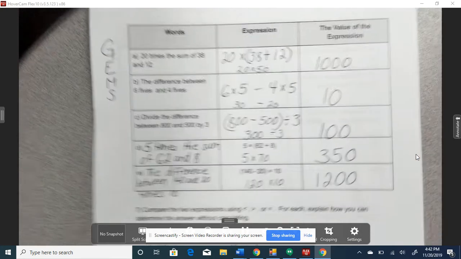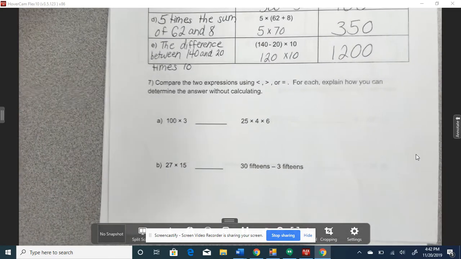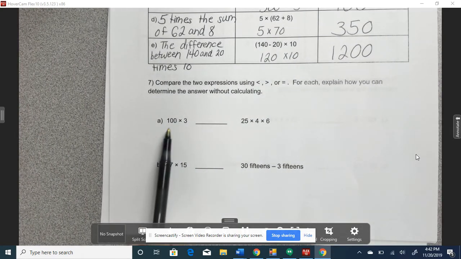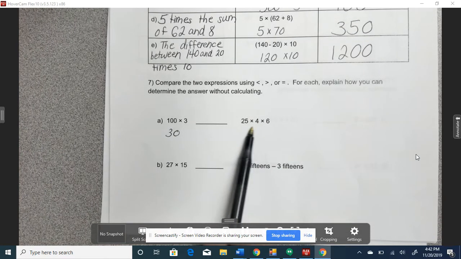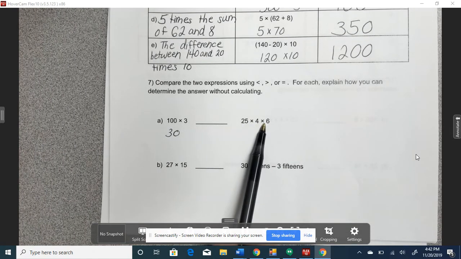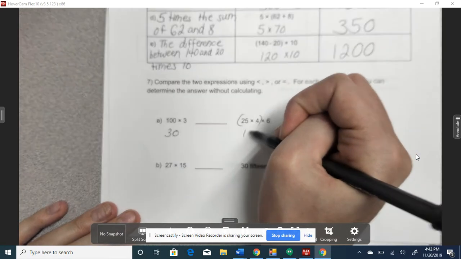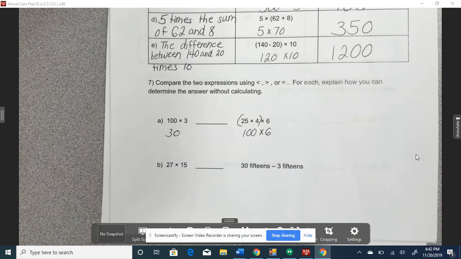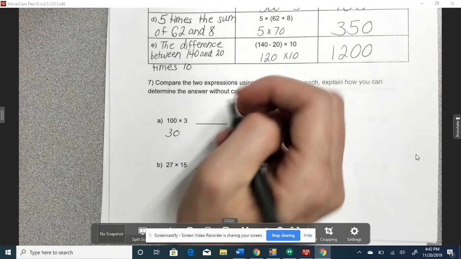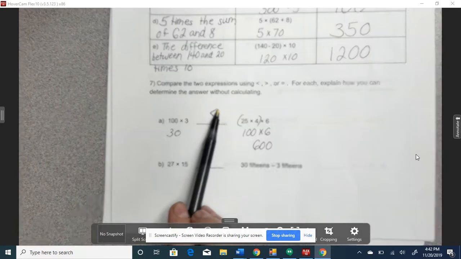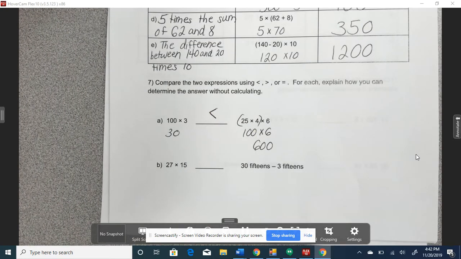So let's quickly do 7 at the bottom, just so that's right in the same video. We're comparing these two expressions. I know 100 times 3 is 300. That's easy. This one's a little bit harder because there's 3 factors. But I can see that 25 times 4, oh my gosh, I know that that's 100. And now I'm doing 100 times 6. Well, that's easy. That's 600. So my answer is actually going to be the second one is bigger. Remember, our sign always opens up to the bigger number.